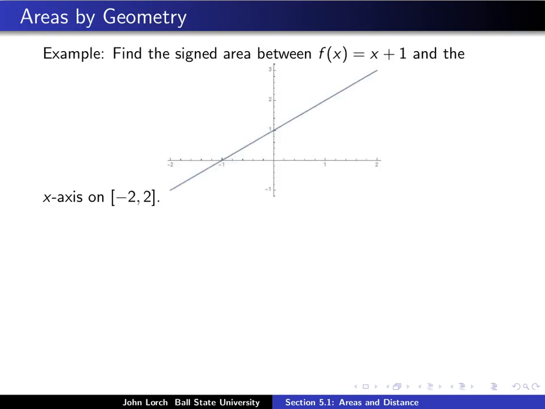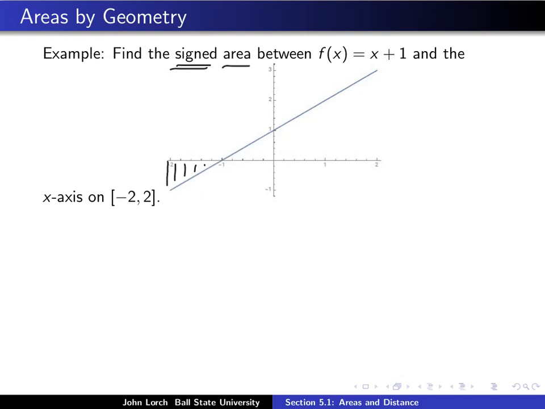So in this last example, we're going to find the area between y equals x plus 1 and the x-axis on the interval from -2 to 2. So you might notice again, here we have this reference to signed area. And now is the time for me to tell you a little bit about what's meant by signed area. Here, you might notice that on the interval from -2 to 2, part of the curve lies below the x-axis. And any portion of the area that occurs below the x-axis is going to be treated as negative.